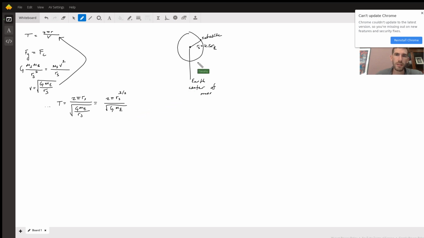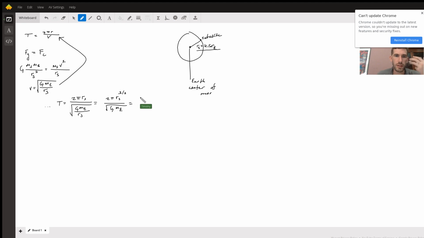And we know that the radius of the satellite is 4.5 times the radius of the Earth. And you don't need to subtract the radius of the Earth from the radius of the satellite, because when you're doing the radius of an orbit, it goes to the center of mass of the Earth, not to the edge of the Earth, okay? So that's a very important thing to distinguish.